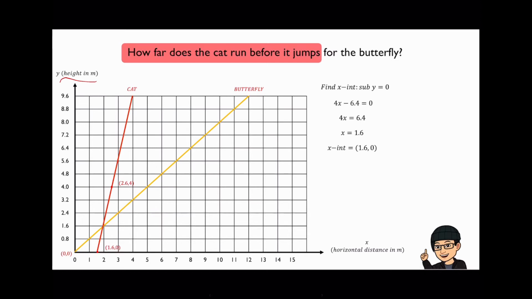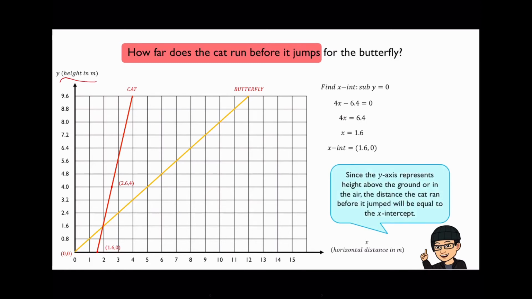So in this case, you're going to find your x-intercept, because at the x-intercept, your y value is equal to 0, because at that point the cat is still running and still on the floor. Since the y-axis represents the height above the ground, the distance that the cat ran before it jumped will be equal to the x-intercept, which is what you calculated earlier. And for these types of questions, you need to provide a worded answer.